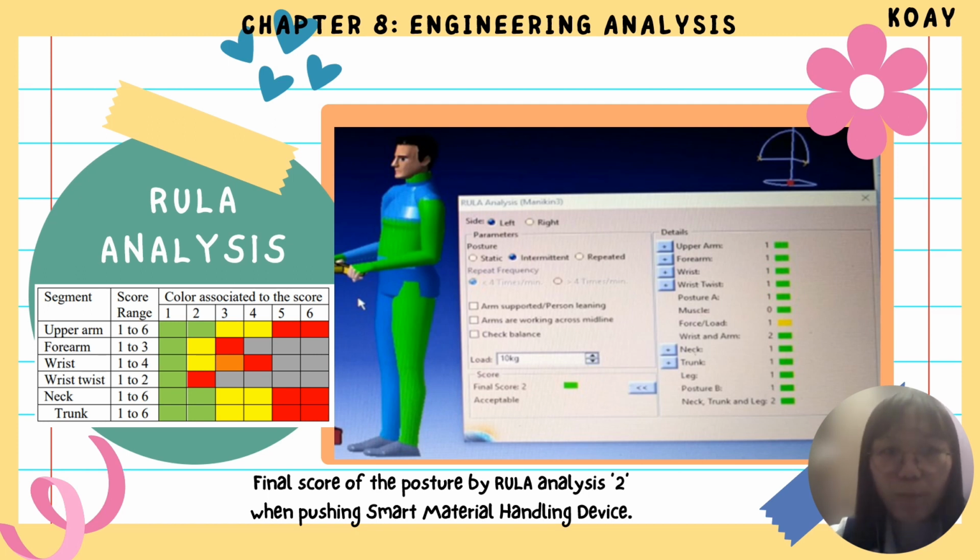The final score for our prototype when pushing and pulling the smart material handling device is 2. Index 1 or 2 indicates that the posture is acceptable if not maintained or repeated for a long period. It indicates the lifting load is safe for the operator.